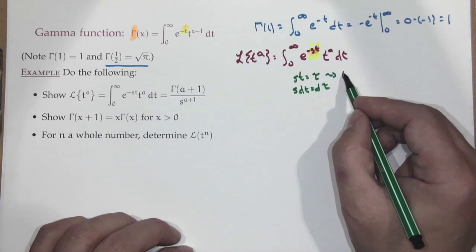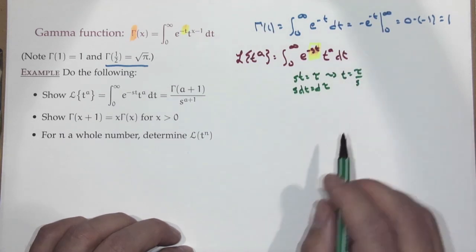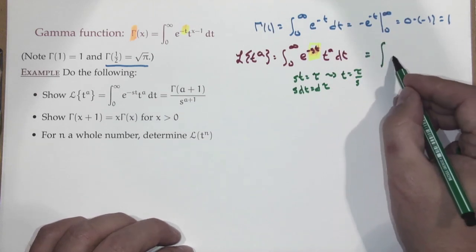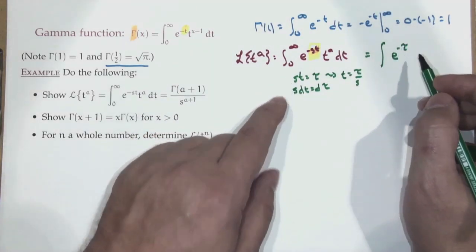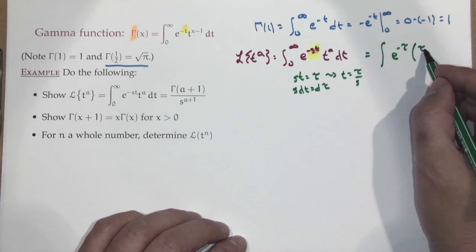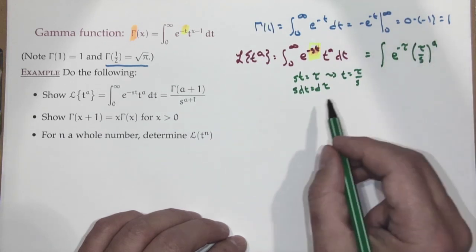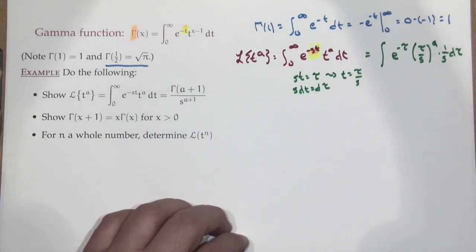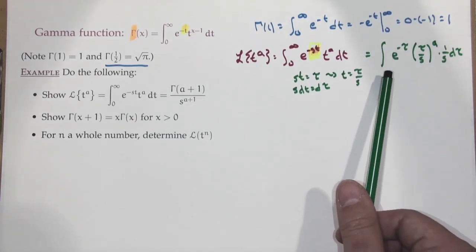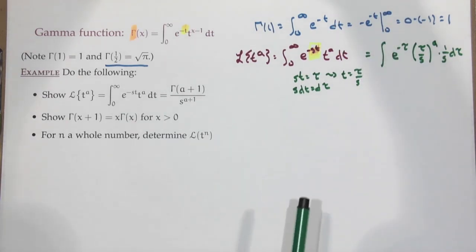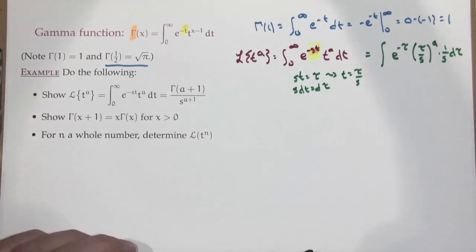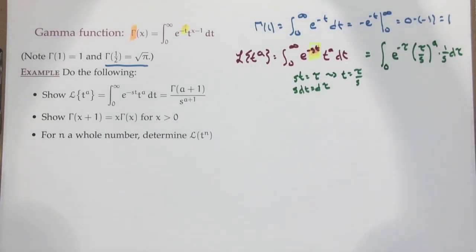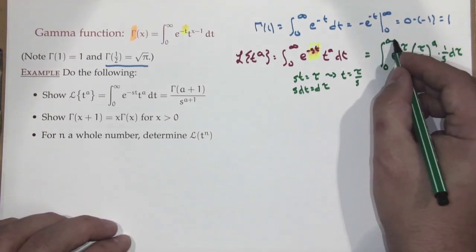I can also say t is equal to tau over s, because I could divide. So let's see what happens here. We're going to have the integral. We're going to get e to the minus tau, tau over s to the power a, dt will become 1 over s d tau. But what happens to the bounds? When t equals 0, what should tau equal? 0. When t goes towards infinity, tau is going to go to infinity as well.